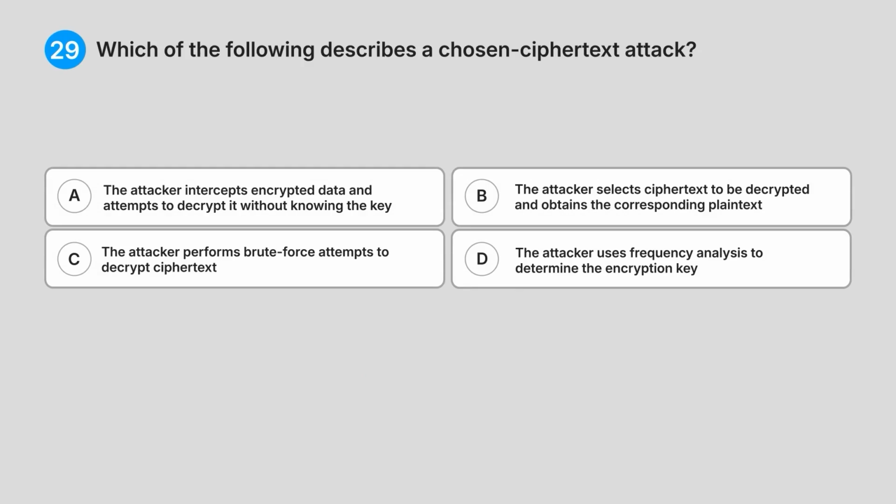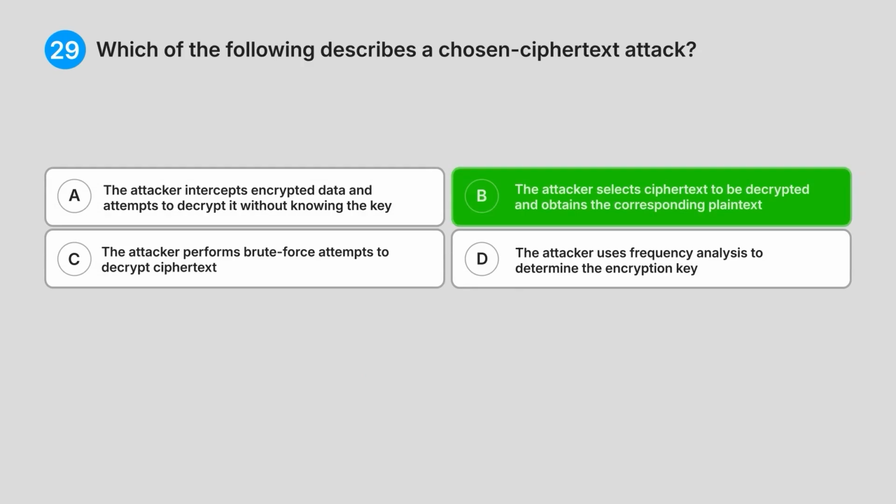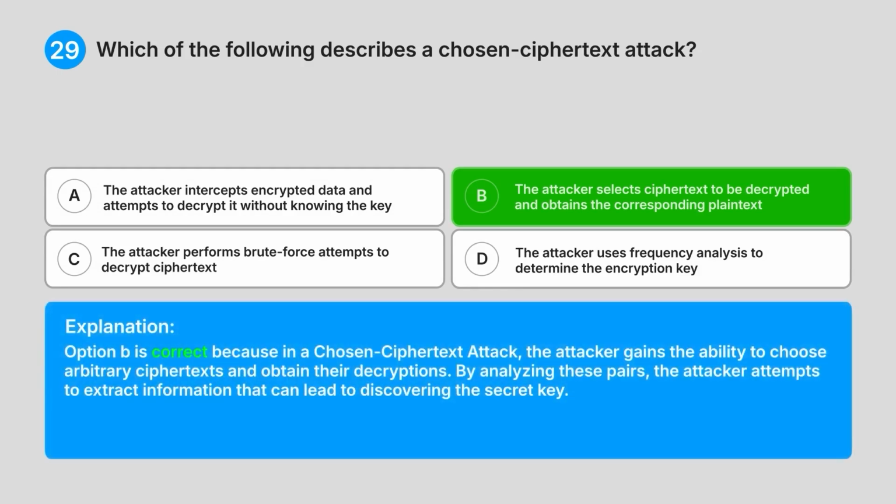Correct answer. B. The attacker selects ciphertext to be decrypted and obtains the corresponding plaintext. Explanation. Option B is correct because in a chosen ciphertext attack, the attacker gains the ability to choose arbitrary ciphertexts and obtain their decryptions. By analysing these pairs, the attacker attempts to extract information that can lead to discovering the secret key.